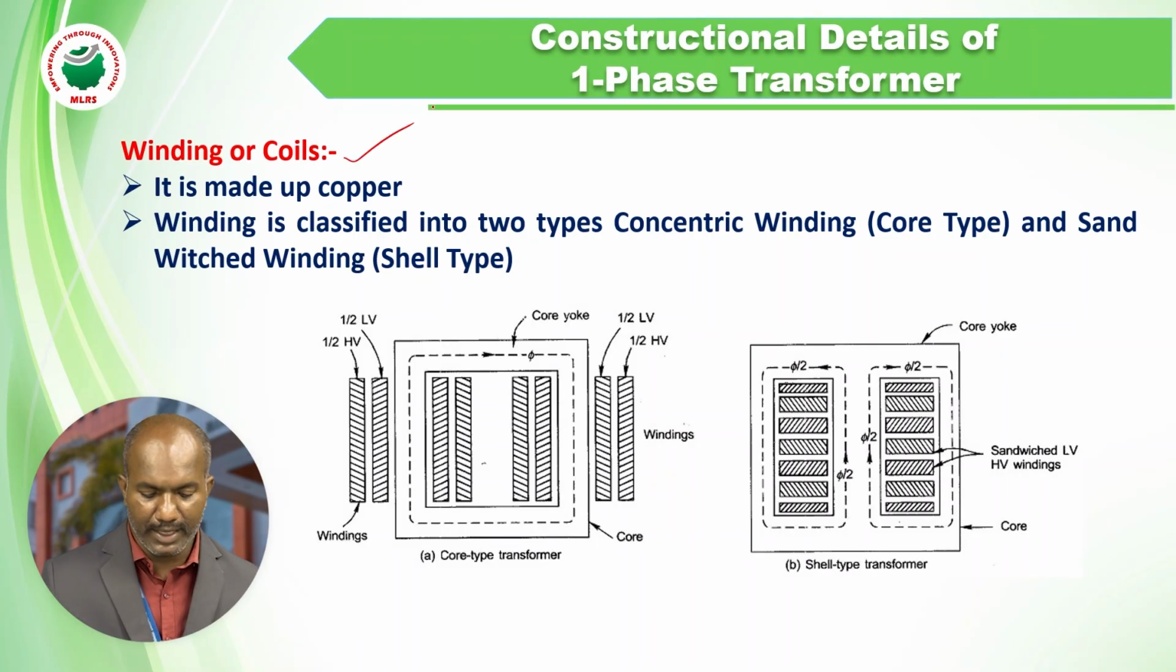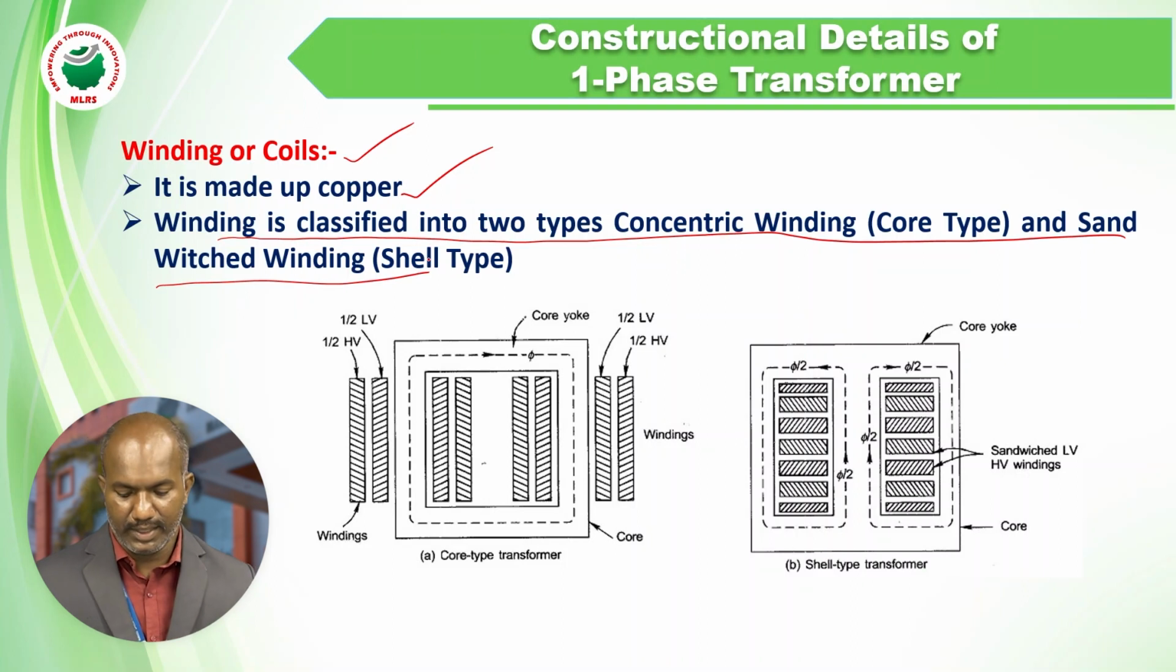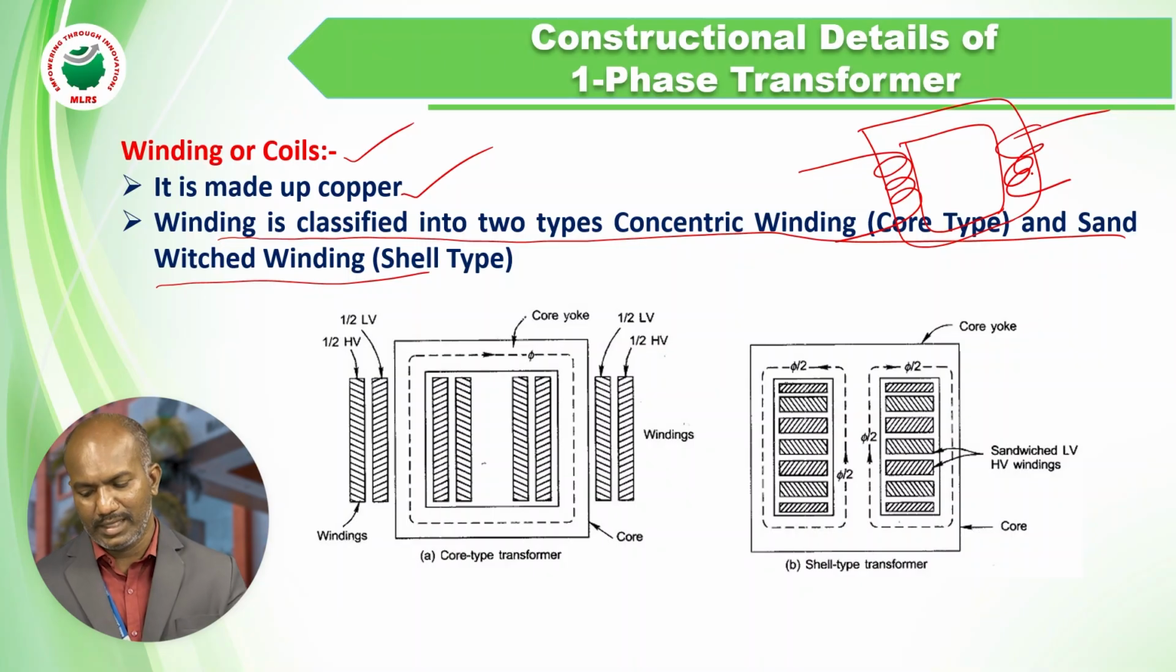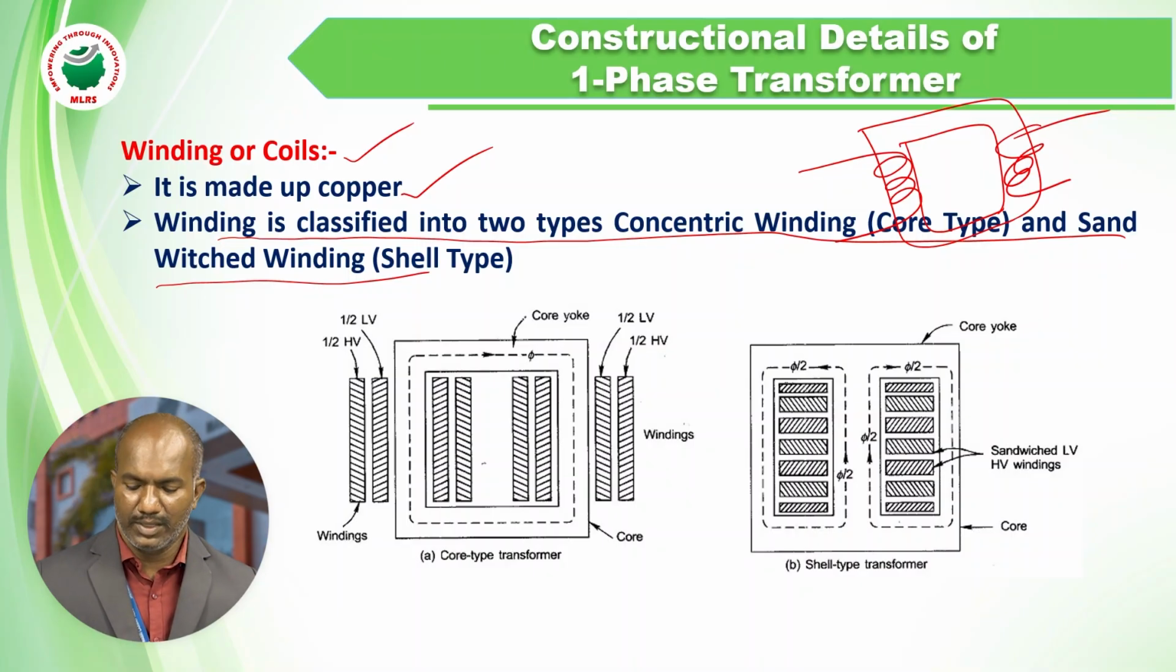Next part is windings or coil. Generally, windings are made of copper. Winding is classified into two types: concentrated winding and sandwiched winding. In general, windings are not separated. In the previous diagram, I showed the transformer like this, with the primary winding on one side and the secondary winding on the other side. Okay, it is not like that. In general, windings are placed on top of each other, not side by side. The only reason is to reduce leakage flux.